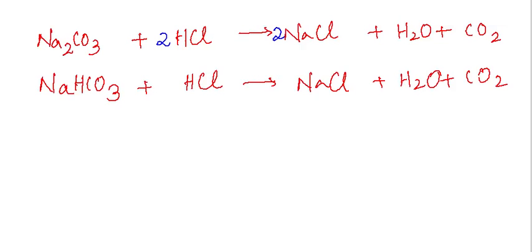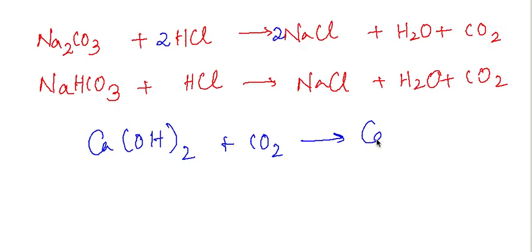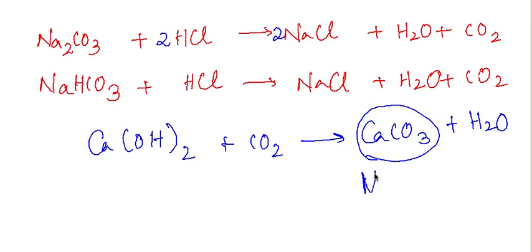Similarly, other carbonates also you can take, and you will observe that water and carbon dioxide are getting formed along with the salt. Now when lime water is turning milky, what are the reactions which are taking place? What is lime water? Lime water is calcium hydroxide plus you are taking carbon dioxide. It gives you calcium carbonate plus water. Now this calcium carbonate is milky. This gives you the milky color.